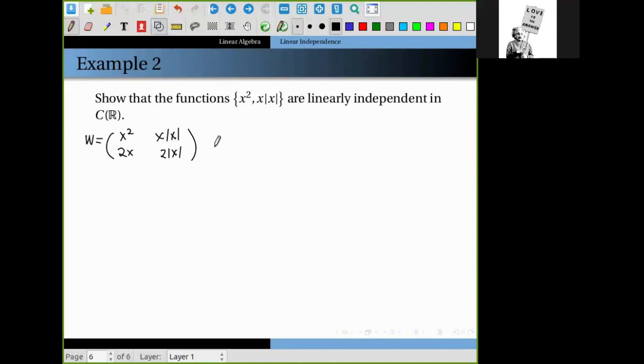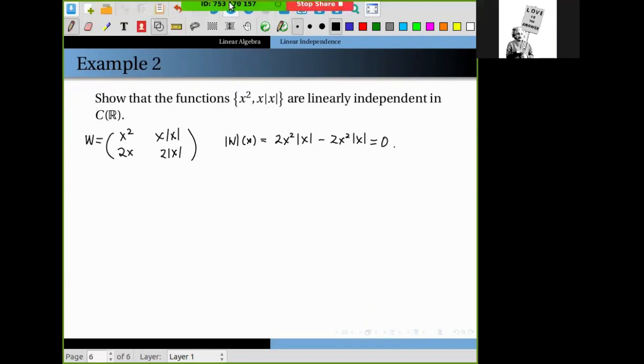All right, and then we take the determinant of this matrix. So when we take the determinant, we get, again, a function. And so this will be the function W of x, which is equal to 2x squared times the absolute value of x, minus 2x times x, so another 2x squared times the absolute value of x. And of course, these are the same, and so this equals 0.